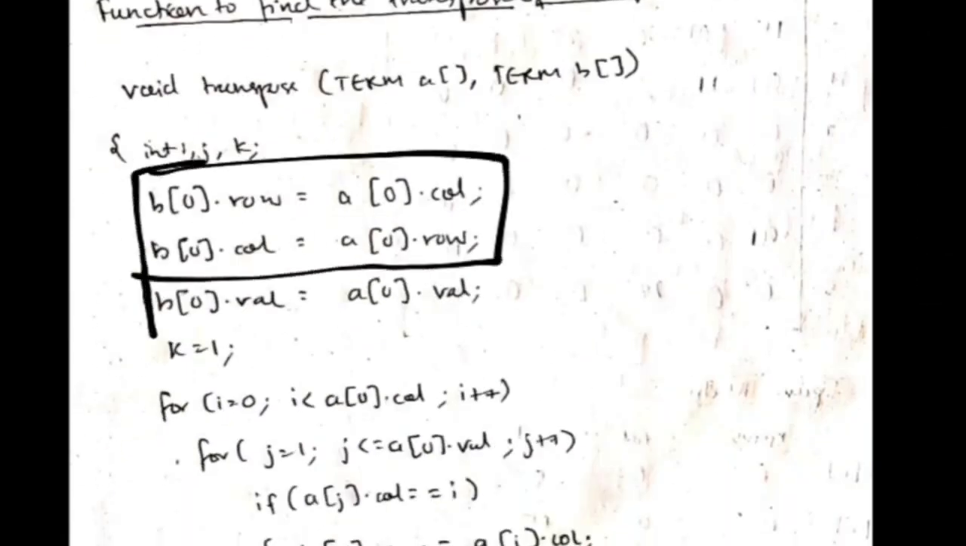So in the first two lines what we will write is b of row is equal to a of column, and b of column is equal to a of row, and value will be same because the number of non-zero elements will be same.